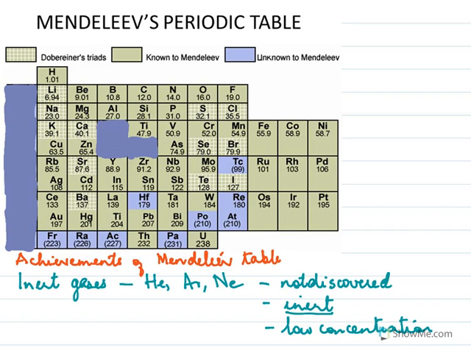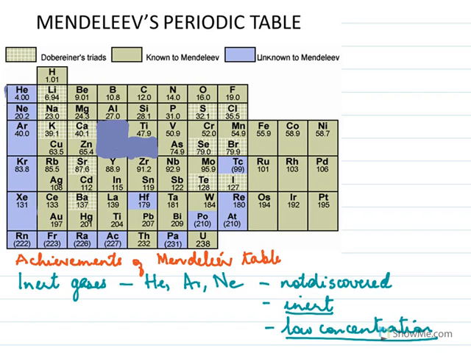Inert gases were not discovered because of these 2 reasons. They were unreactive, they did not react with other elements, and they were in low concentration. So Mendeleev did not include the inert gases in his table. But when the inert gases were later discovered, they fitted his table so well. See here, they fitted in this column out here without disturbing his table. That was one of the achievements of Mendeleev's table.